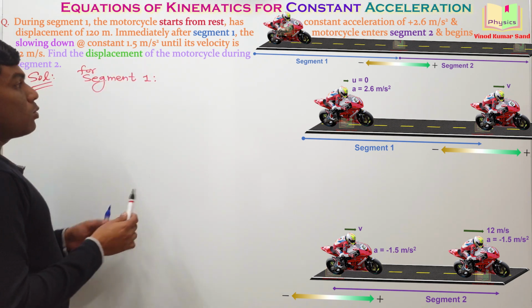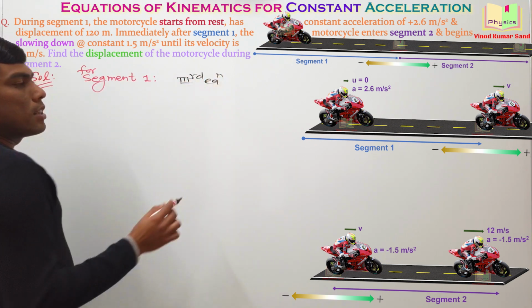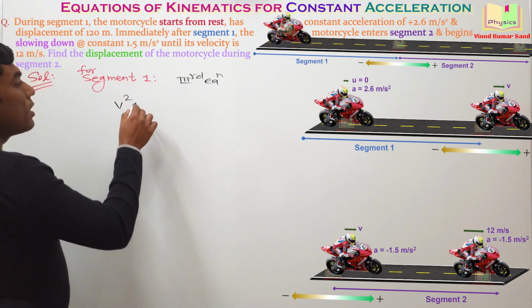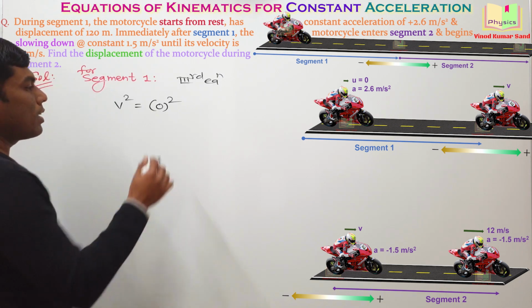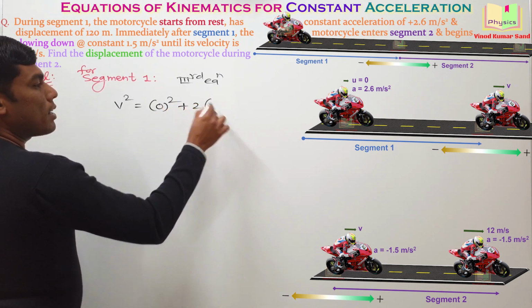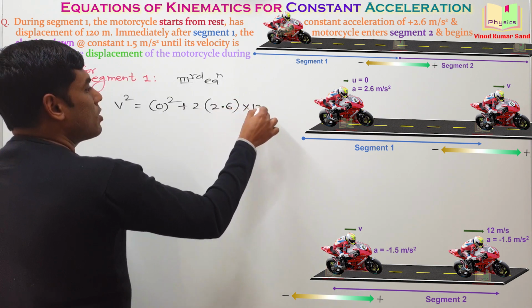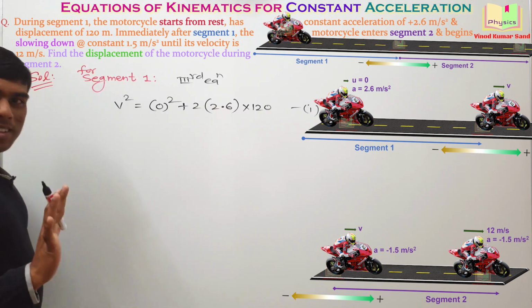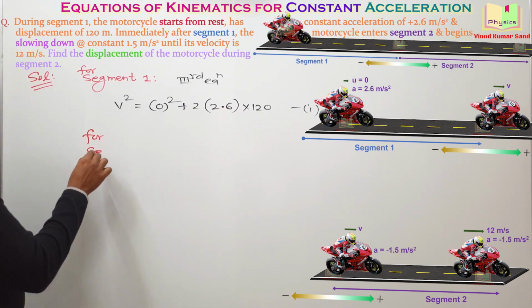Okay, I'm using the third equation of motion. The final velocity we don't know, we call it v. The initial velocity is 0 as the bike is starting from rest, plus 2 into acceleration, which is given as 2.6, and the displacement is 120. We call it equation number 1. Simple. Now we are going for segment 2.